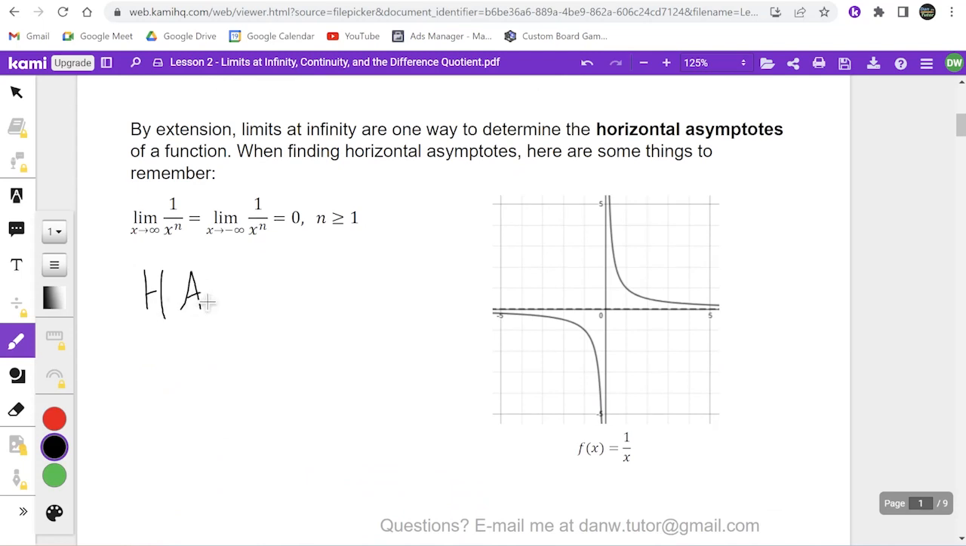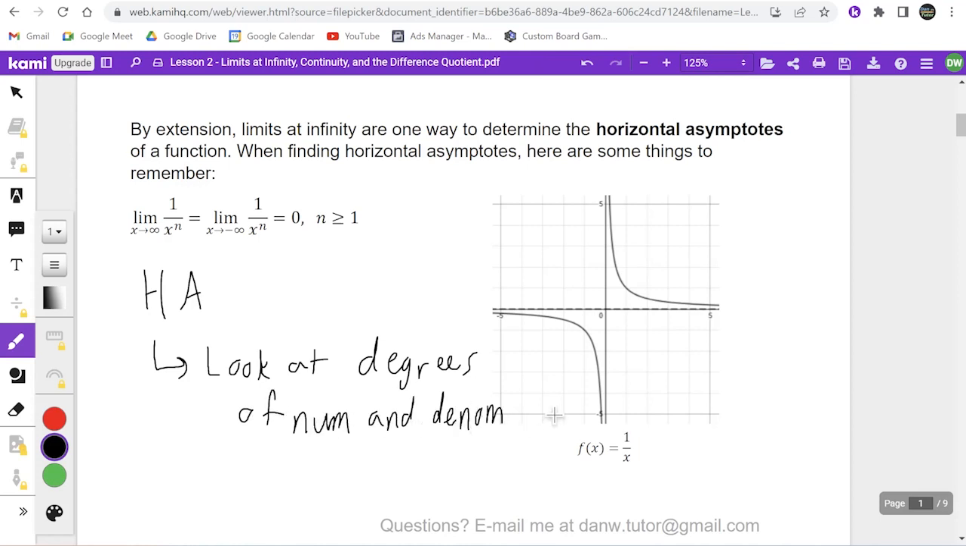If you want to solve horizontal asymptotes, again, I'm abbreviating it like this, you need to look at the degree of numerator and denominator. In other words, we need to be talking about functions that are basically fractions. And so for that reason, that's the kind of functions we're going to be looking at today. As a matter of fact, here's the first example. I already said it. It's 1 over x.